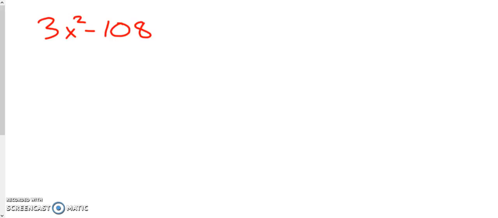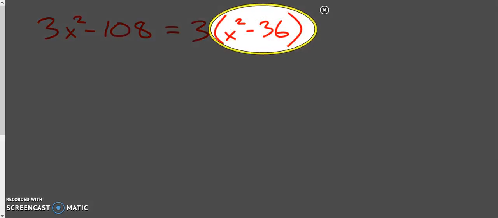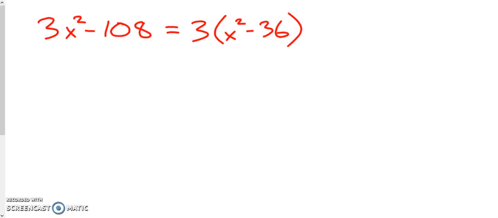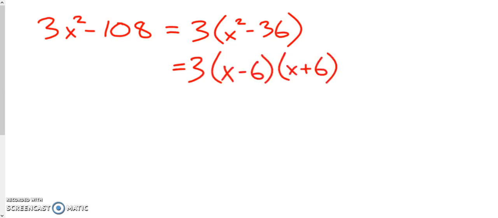When you look at this problem right here, you should be thinking common factor. Common factor happens to be 3, and this is x squared minus 36. Now, technically speaking, you could use your factoring box on this where the middle term would be 0 because it's not there. But you should notice that this piece right here is the difference of two squares. That ought to be setting alarm bells off in your head that, hey, I know how to handle that. Remember, that'll turn into, I got my 3, I've got x minus 6, and x plus 6.